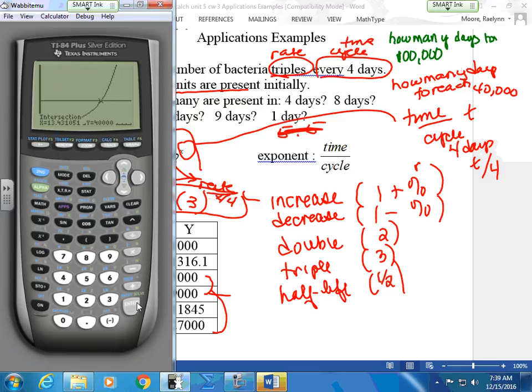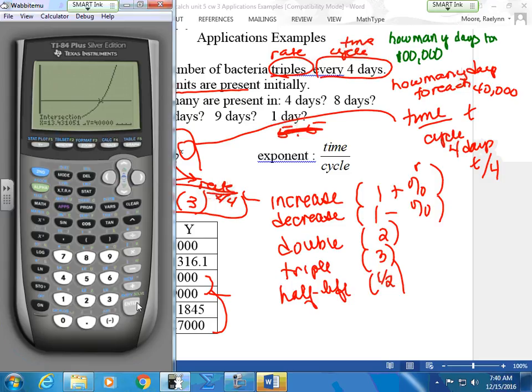It says invalid. So something's off in your window. Oh, you're trash. It's not letting me. Yeah. Your plot was on.